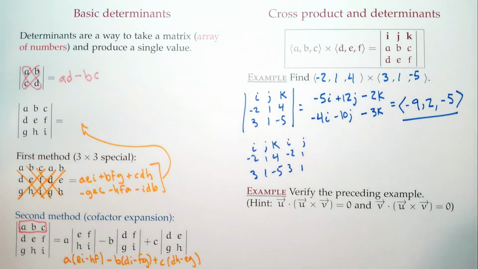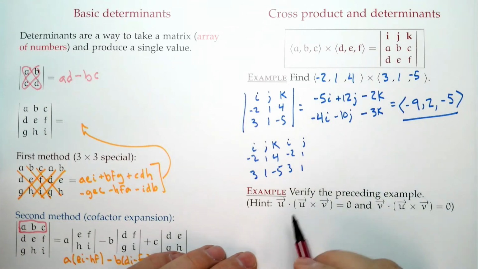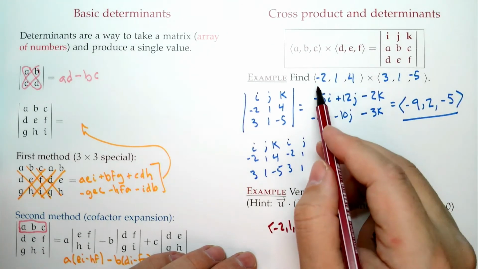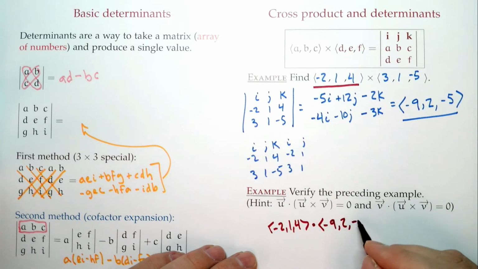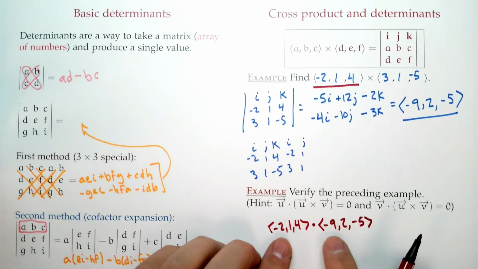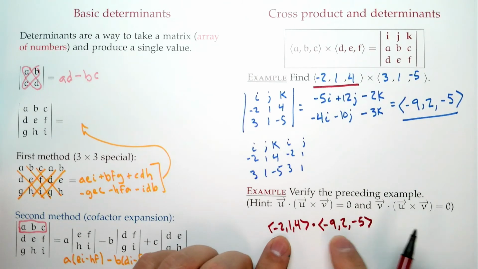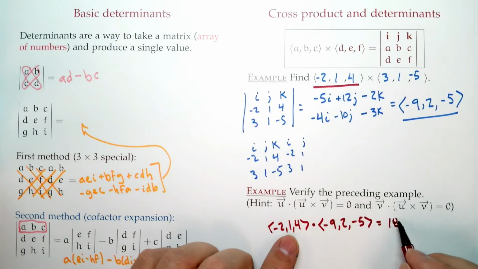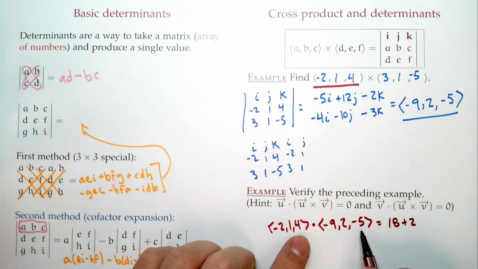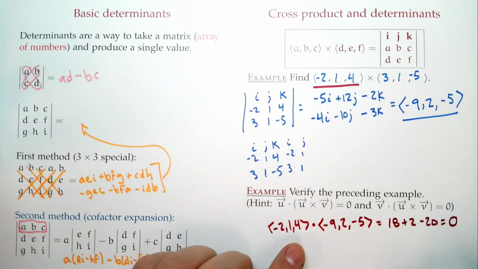So let's check to see what happens when we look at these dot products. I'm going to look at negative 2, 1, 4, which is our first vector, and I'm going to dot it with negative 9, 2, negative 5. Well, let's see what happens. Negative 2 times negative 9 is positive 18, plus 1 times 2, which is positive 2, and 4 times negative 5 is minus 20. Well, put those together, you get 0.